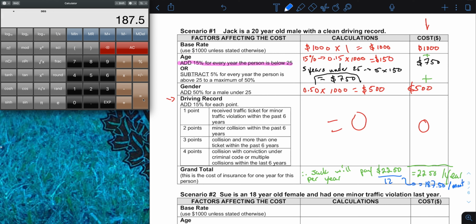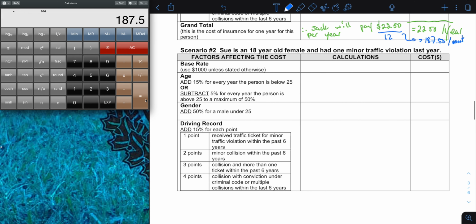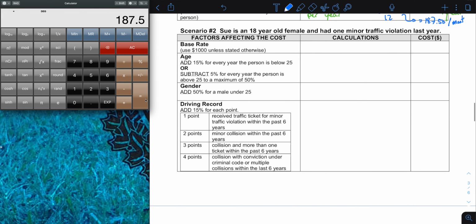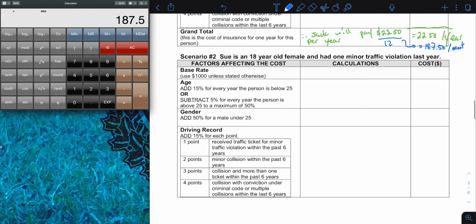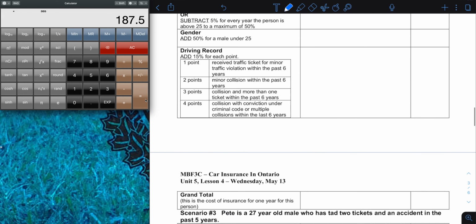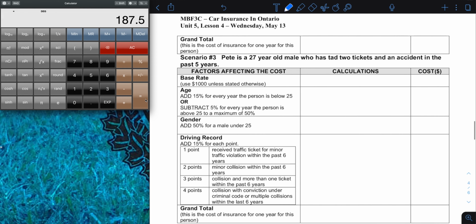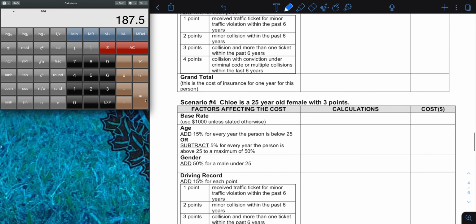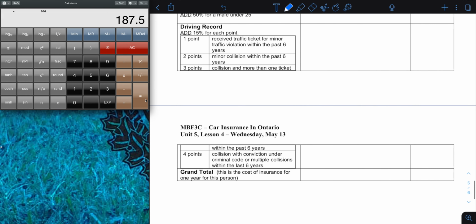Okay, so that's it. A few of these, hopefully you get the idea. And you can see the price difference between female versus male, but also if your age goes up, what the price you're going to pay for insurance as you get older versus if you get some tickets. That's really the idea of today. So just to get you familiar with some of the factors affecting your car insurance rate.